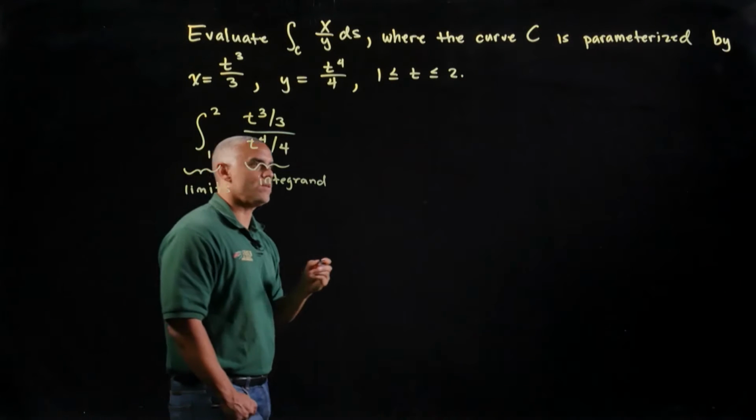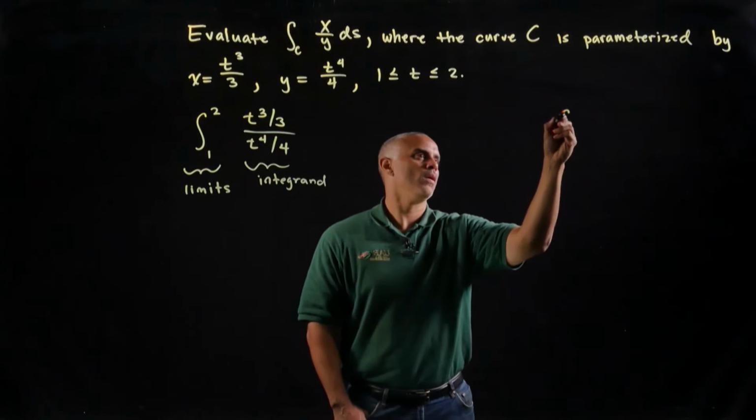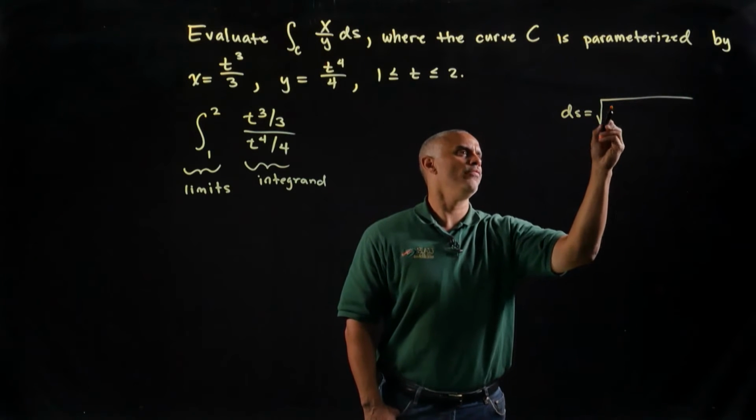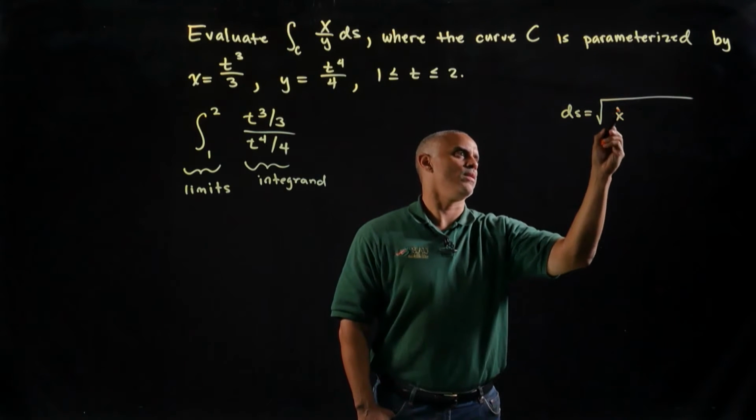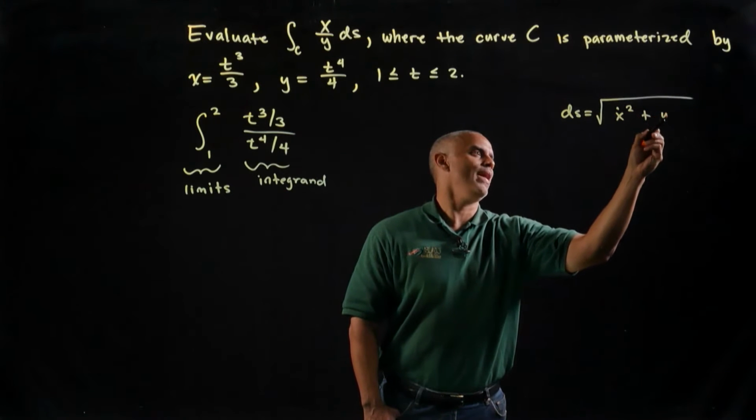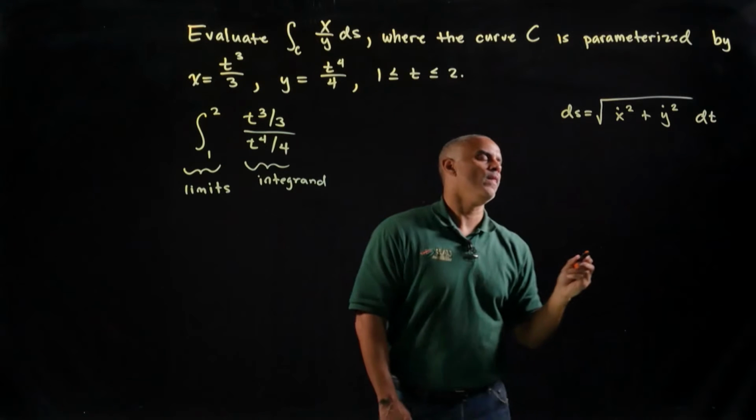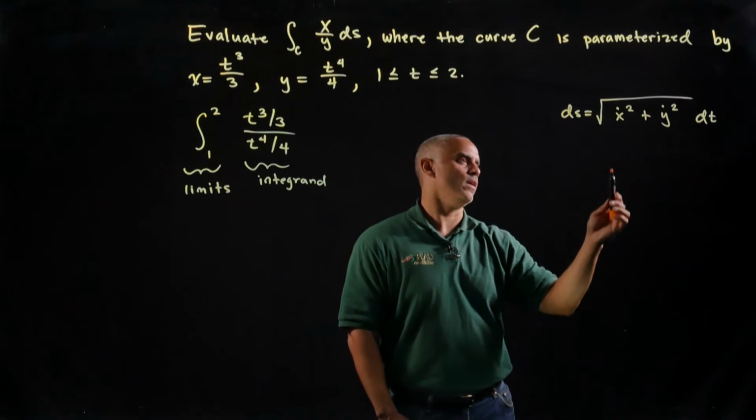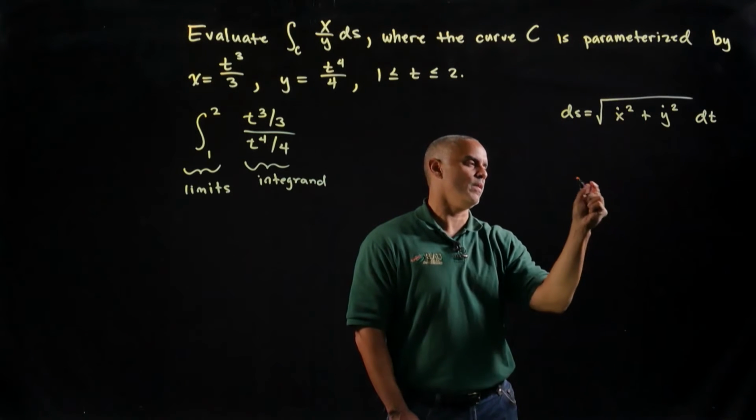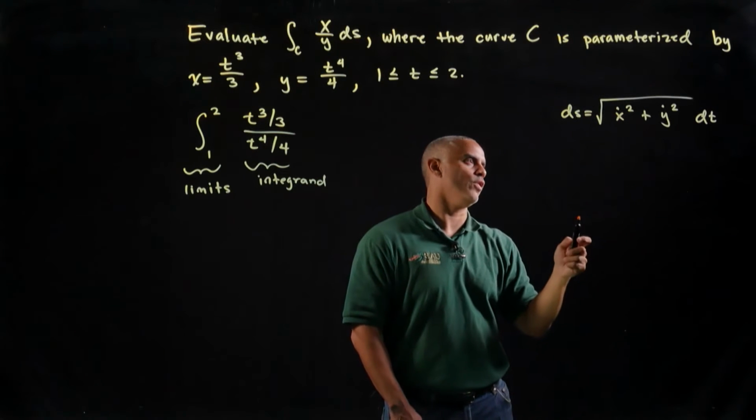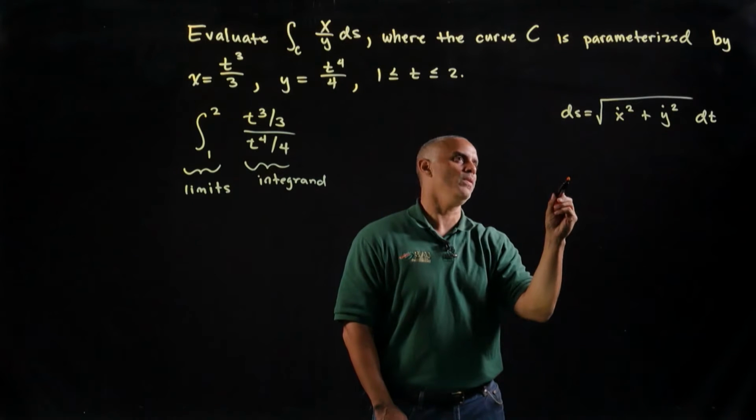Okay, so for ds, I'll take care of that on the side. I'll write ds as the root of dx dt, which I write as x dot squared, plus dy dt, which I write as y dot squared dt. This just comes from Cal 2. If we were to take a curve and find some infinitesimal piece of it to extract out the total length of a curve, this would be that infinitesimal piece.